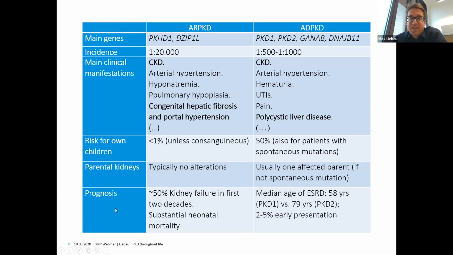For the prognosis, ARPKD is still a very severe diagnosis. There is still substantial neonatal mortality due to the pulmonary hypoplasia. And we and others see that about 50% of the patients go into kidney failure in the first 2 decades. For ADPKD, the median age of kidney failure is 58 years for PKD1 and 79 for PKD2. And there is a small group of patients that shows very early onset ADPKD that may mimic ARPKD clinically.